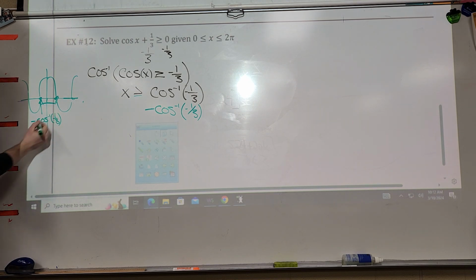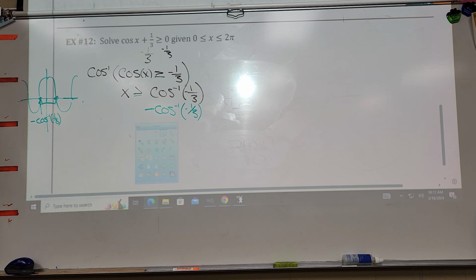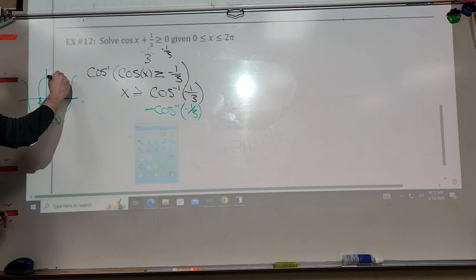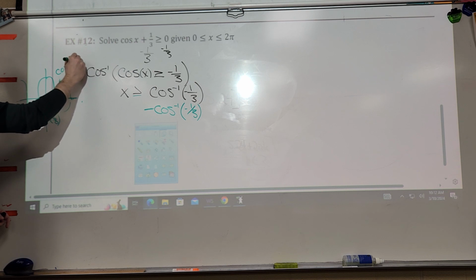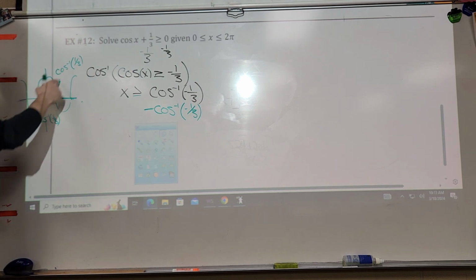I'll put negative 1/3, but could I have changed that to positive 1/3? I'm going to make it positive. Do you know why I can do that? Because it's even. Cosine of x is the same thing as cosine of negative x, correct? They're symmetric, they're the same thing. And you agree at this point it is cosine inverse of 1/3. So I have the negative and the positive, right?